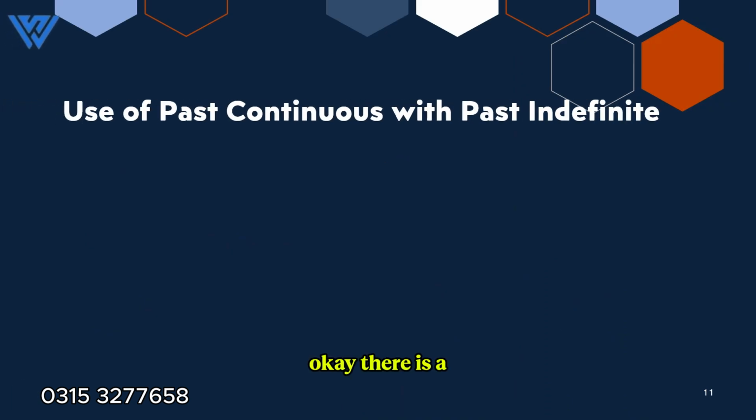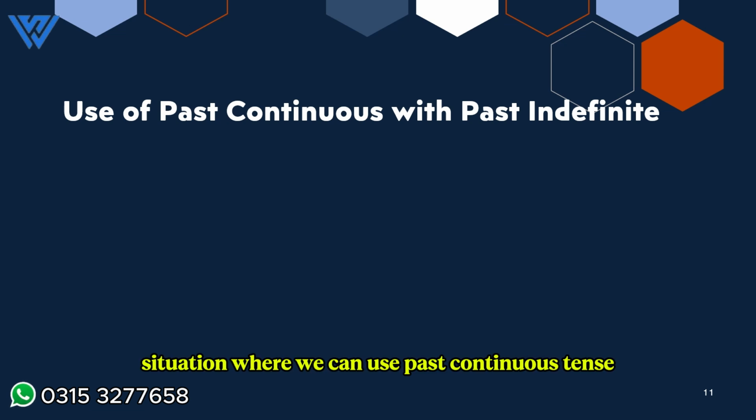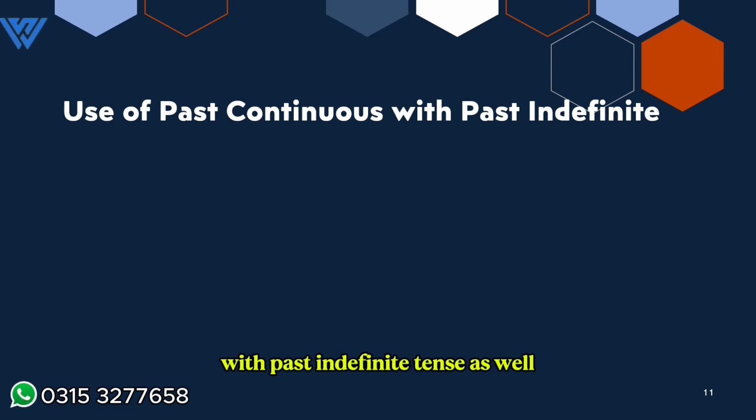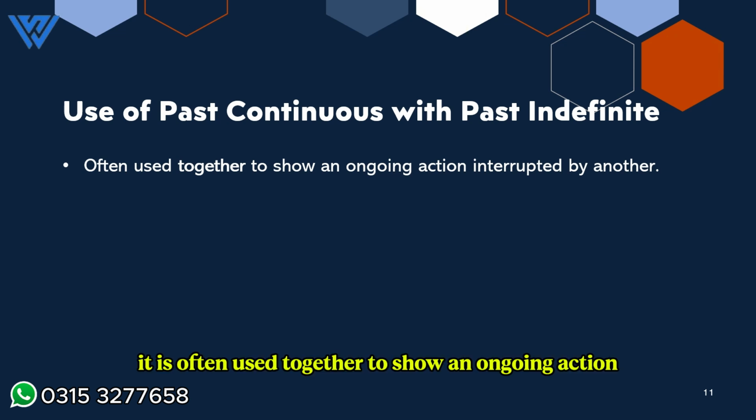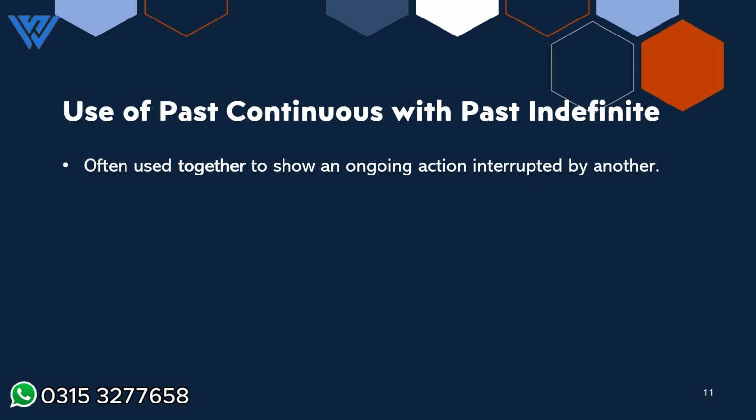Okay, there is a situation where we can use past continuous tense with past indefinite tense as well. कुछ ऐसी situations होती हैं जिसमें हम दोनों tenses को mix करके लिखते हैं. Let's see where we use those statements and what are those conditions. It is often used together to show an ongoing action interrupted by another. एक action ongoing है, चल रहा है, उसमें इंटरप्शन हुई है किसी और एक्शन की, उसके लिए यूज हो सकता है.